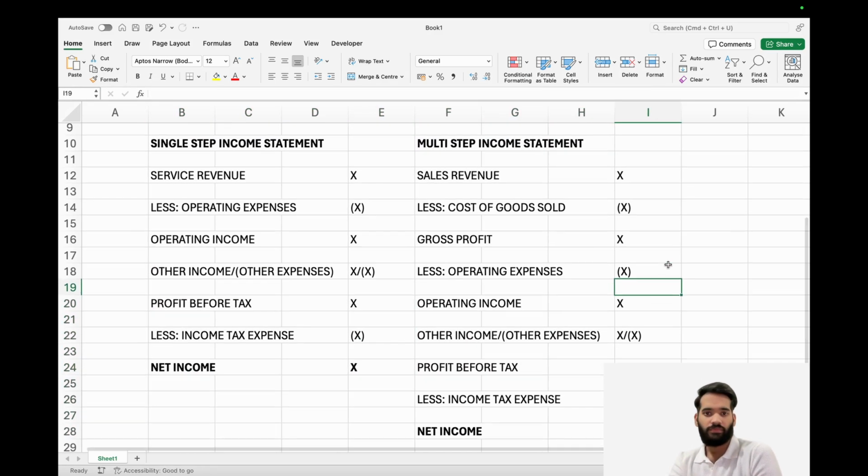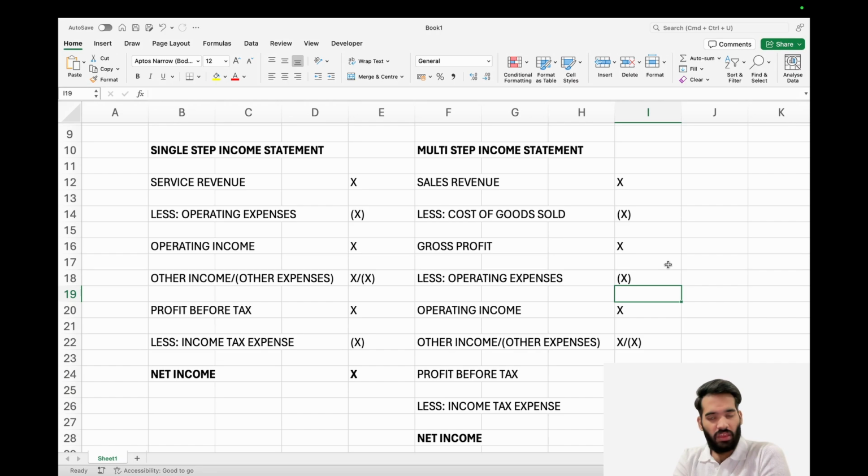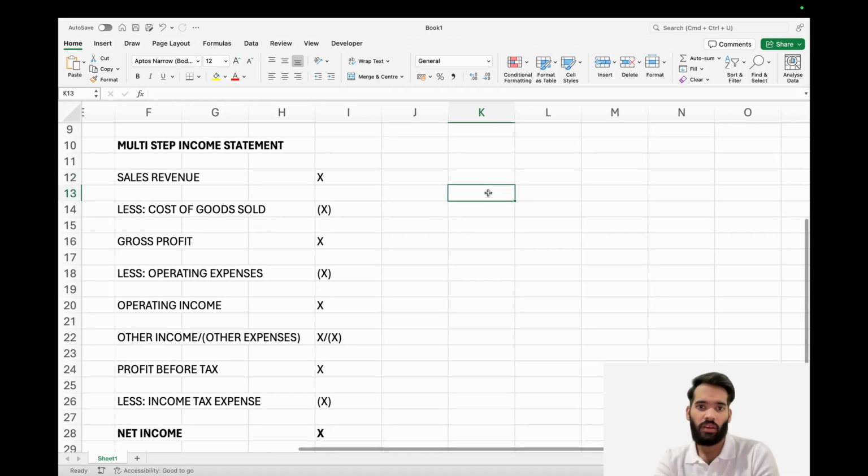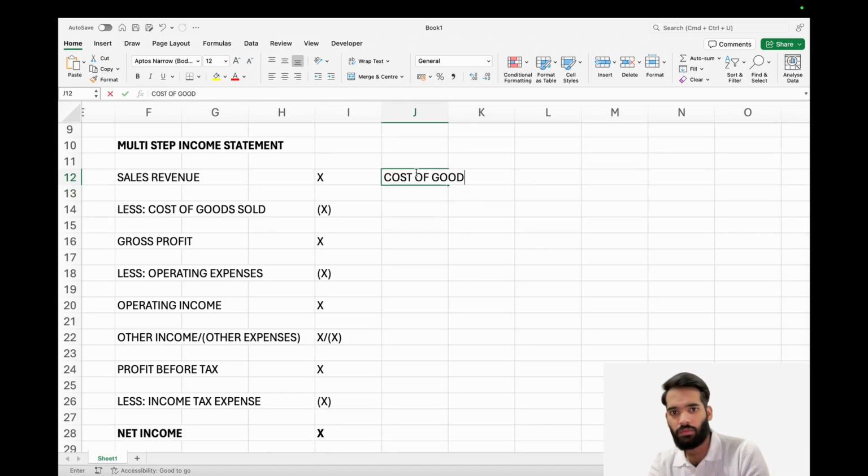There you go. Okay, so I hope you are seeing it's a little bit longer than a single step income statement, because rather than just doing sales revenue minus operating expenses to find the operating income, we are doing sales revenue minus cost of goods sold. So let me explain what cost of goods sold means. So let's put it like this. Okay, so cost of goods sold.